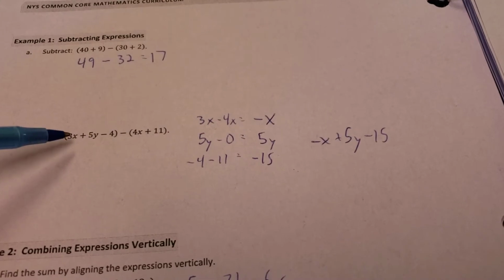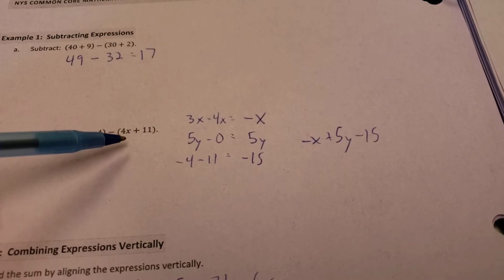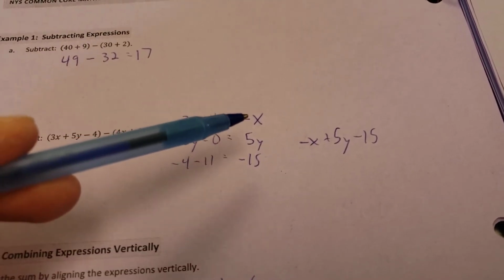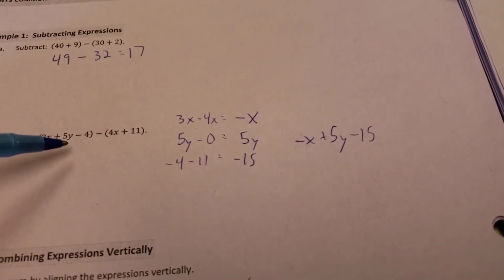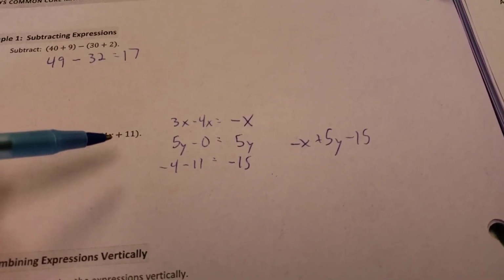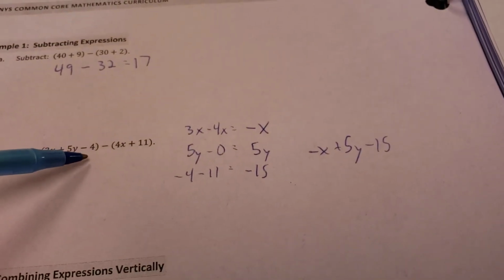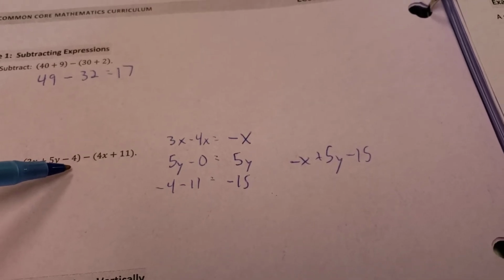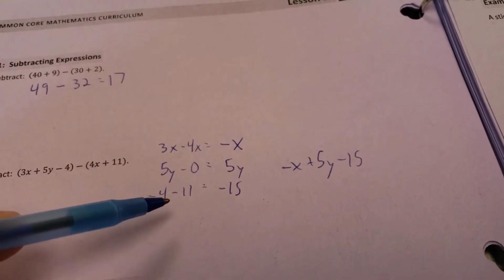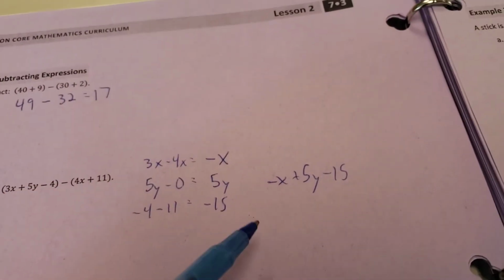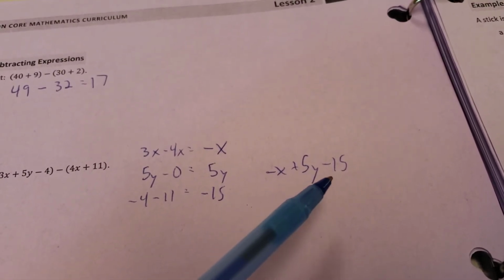So I have a 3x here minus, notice how there's a minus sign there, a 4x. 3x minus 4x gives you a negative 1x, or what we'll just call negative x. Now the y's, 5y minus, there's no other y, so 5 minus nothing is just 5y. And then I have a minus 4, what I'm going to treat as a negative 4, minus 11. So negative 4 minus 11 gives me a negative 15. So altogether, all those pieces, when I collect like terms, is a negative x plus 5y minus 15.